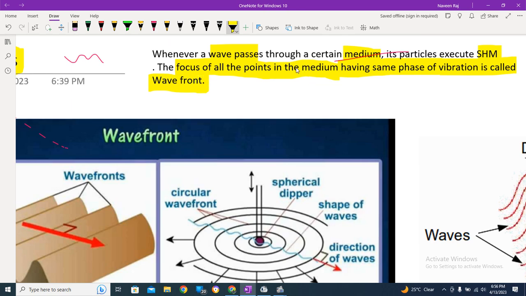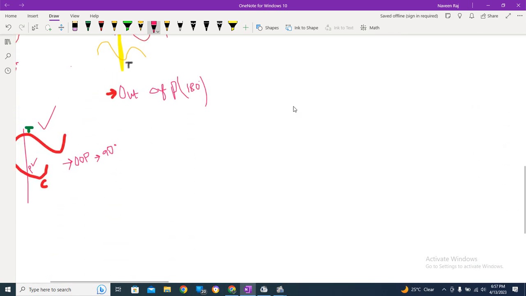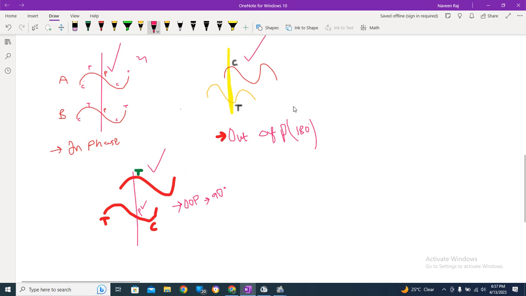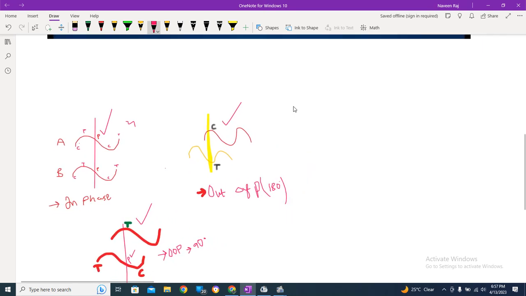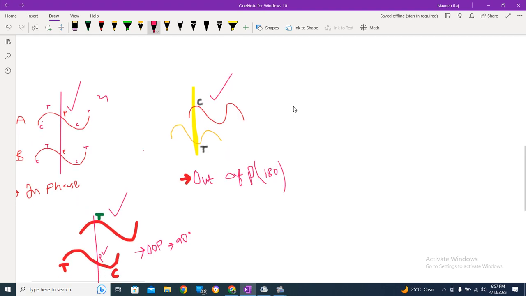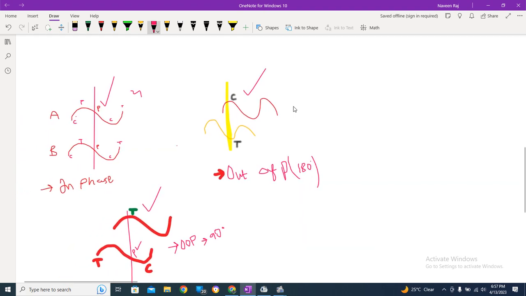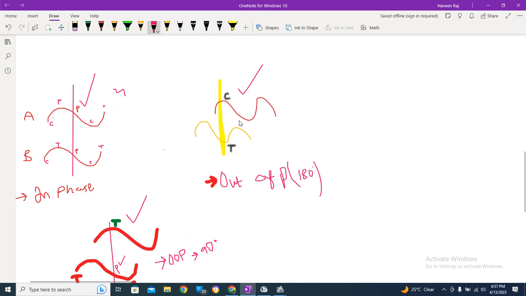To understand what the ending words say, we need to understand a term which is used in it, that is the same phase of vibration. What does this mean? So just make a concept: a wavefront is something which is formed when the wave is moving in a medium, and all the particles of the wave are in the same phase of vibration. That's why yesterday I explained why out of phase and in phase are important. These are applicable here.